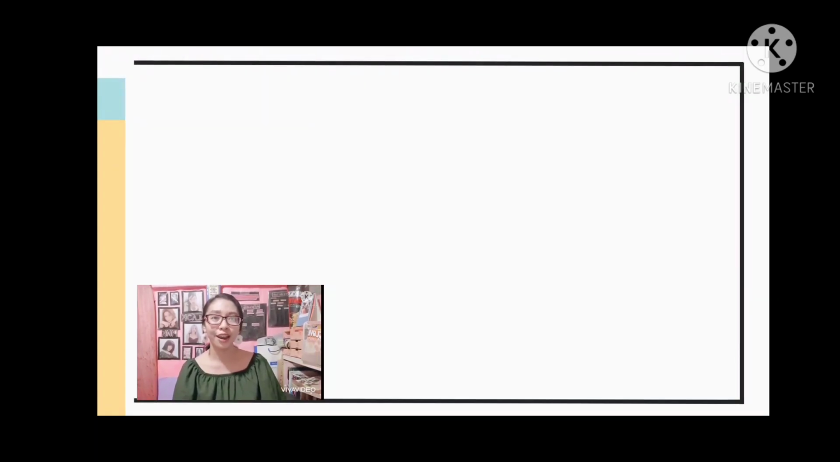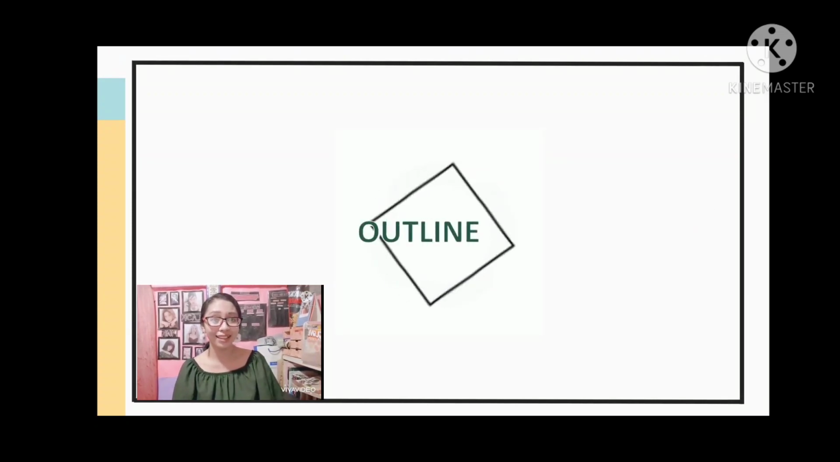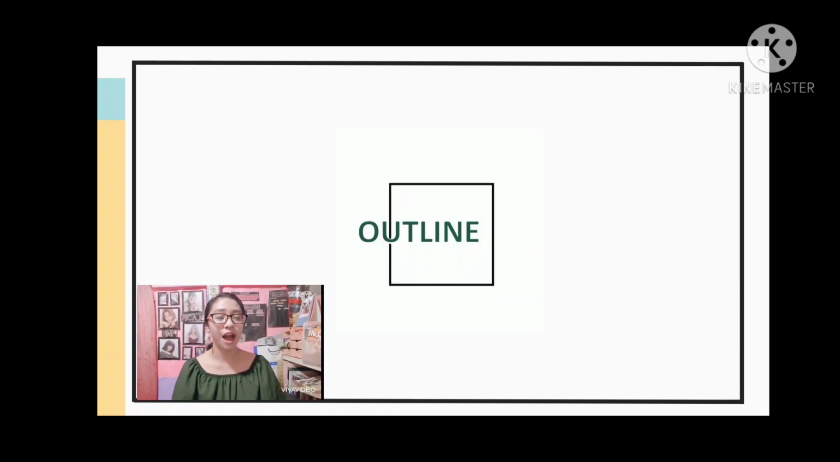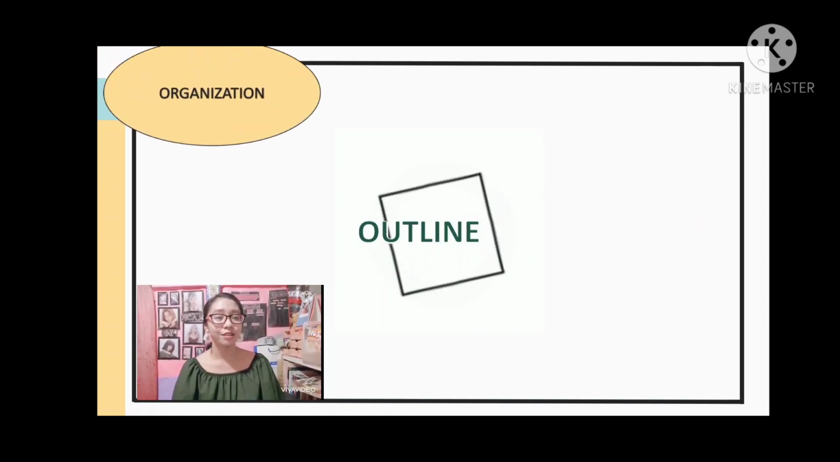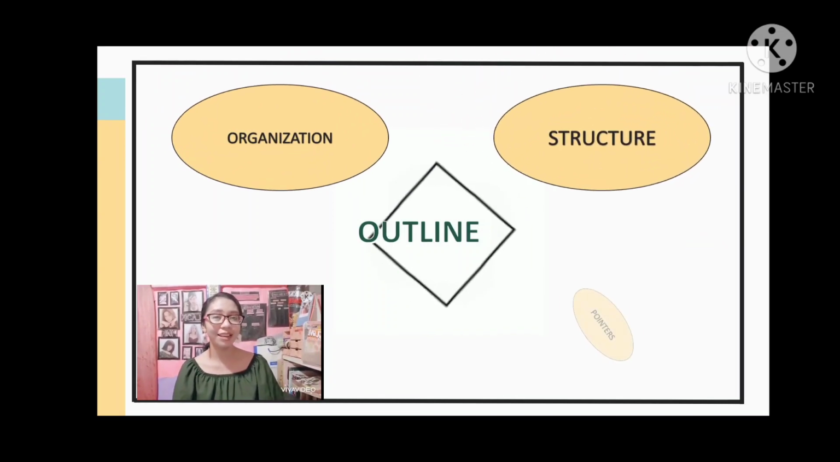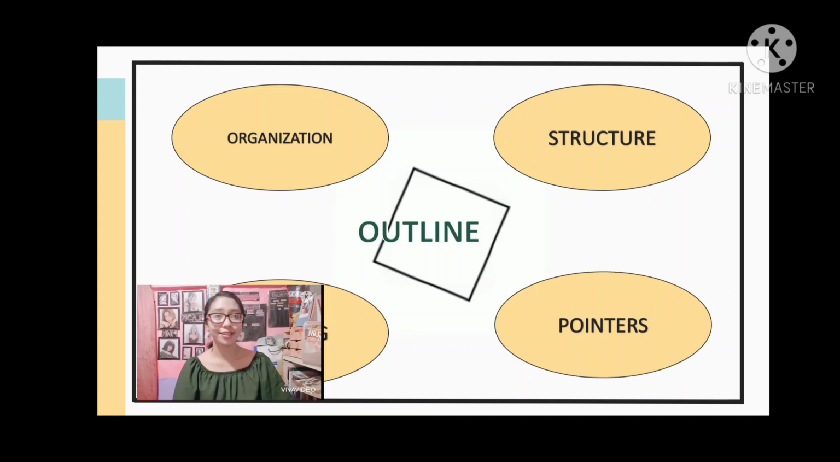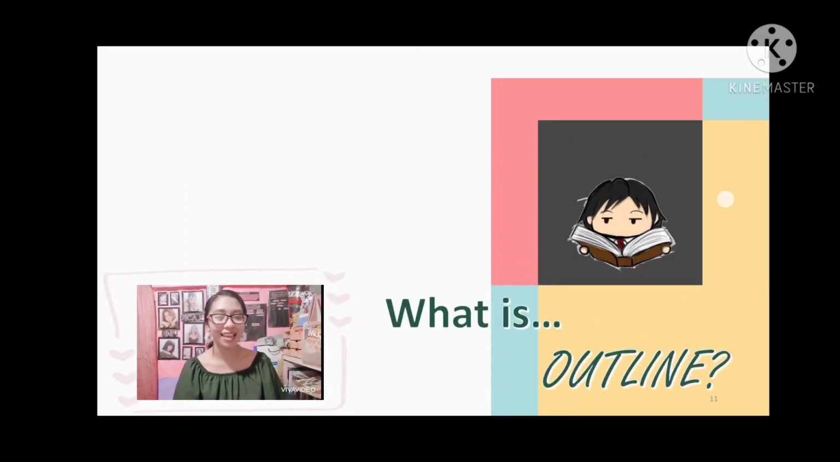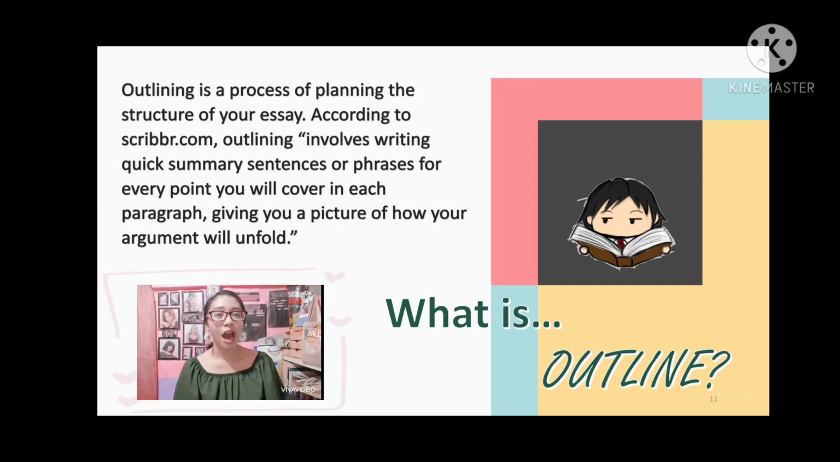Are you familiar on how to do an outline and what outline is? If not, here are the most searched concept words when we are talking about outline. So we have the organization, structure, planning, and pointers. Outlining is a process of planning the structure of your essay. According to Scribber.com, outlining involves writing quick summary sentences or phrases for every point you will cover in each paragraph, giving you a picture of how your argument will unfold.